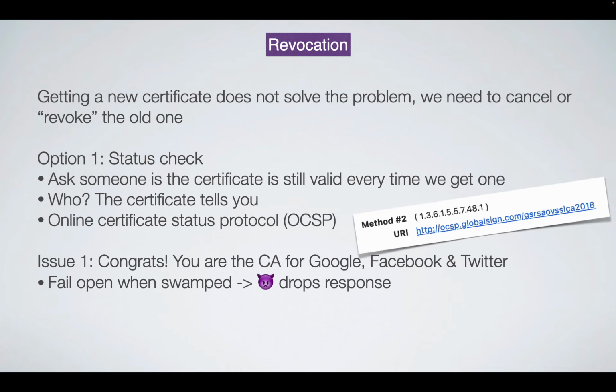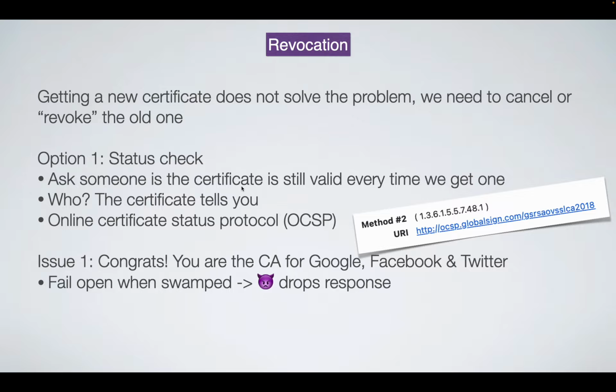You're just going to drop it. Because if I drop it, then the user is just going to assume, well, I didn't hear back. So what the adversary will do is they'll drop any response from an OCSP server that says that the certificate's revoked.